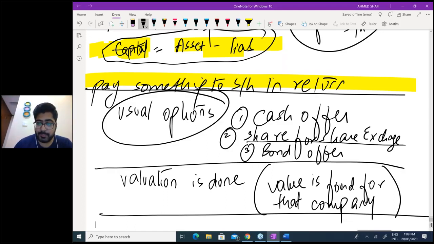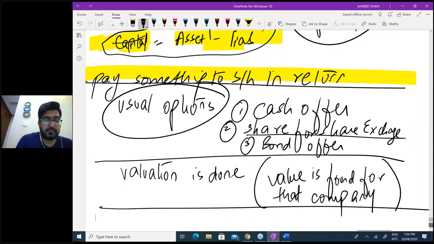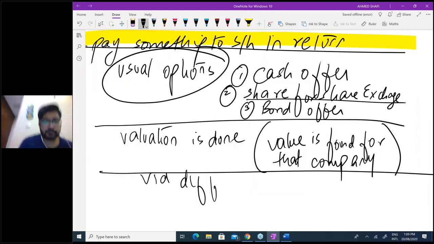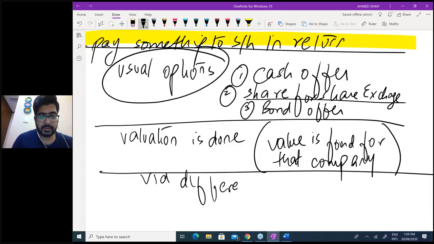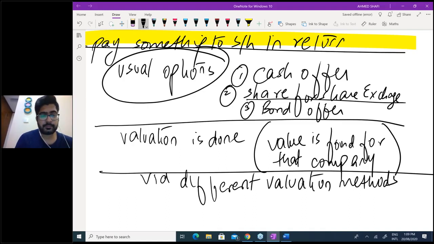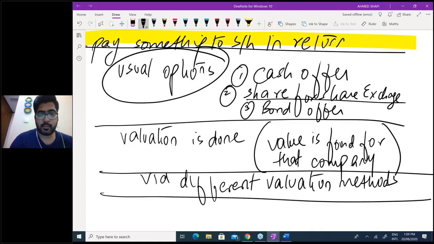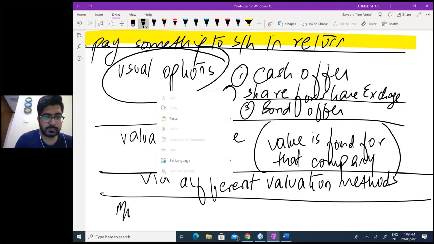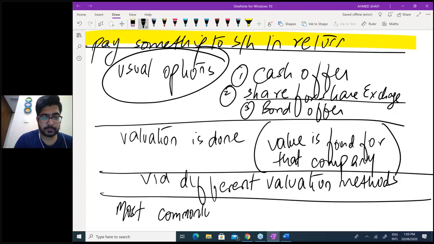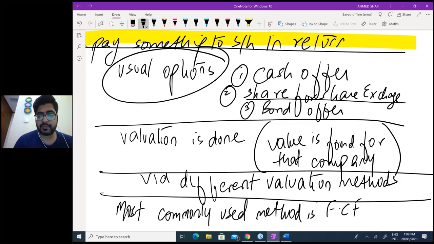The valuation of the company is done via different valuation methods. The most commonly used is FCF, free cash flow method. I will explain you this method today so that we can do questions properly in future classes.